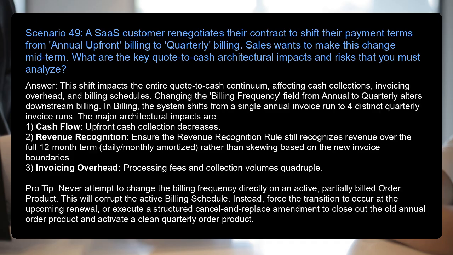3. Invoicing overhead. Processing fees and collection volumes quadruple. Pro tip: never attempt to change the billing frequency directly on an active, partially billed order product. This will corrupt the active billing schedule. Instead, force the transition to occur at the upcoming renewal, or execute a structured cancel and replace amendment to close out the old annual order product and activate a clean quarterly order product.